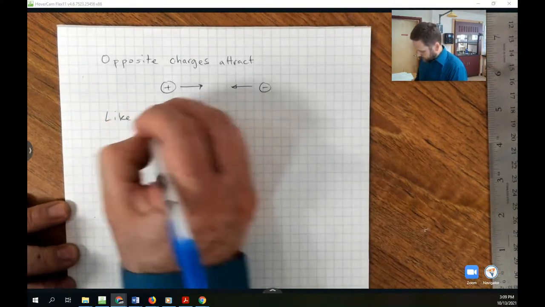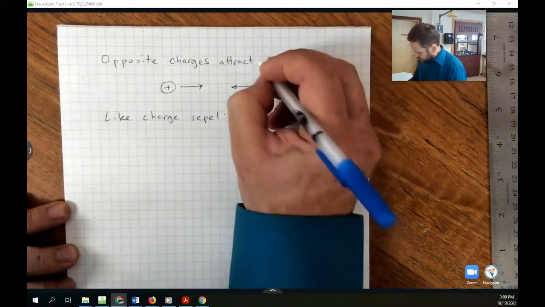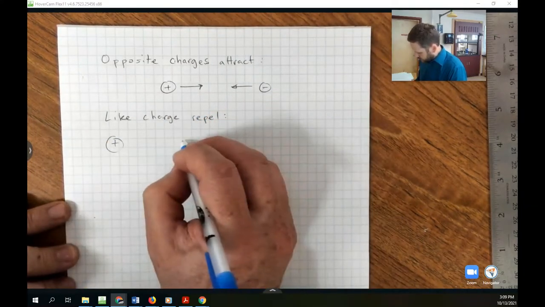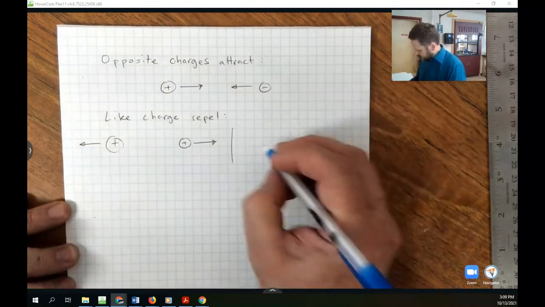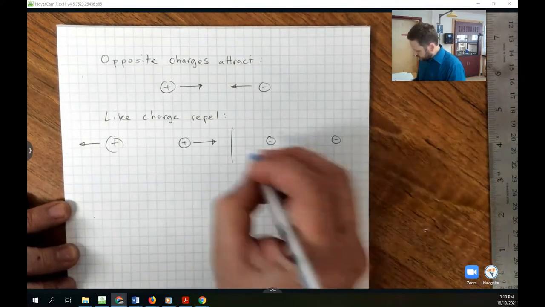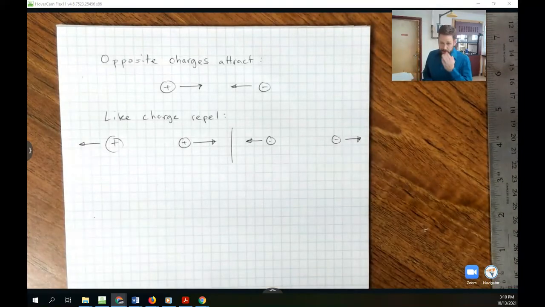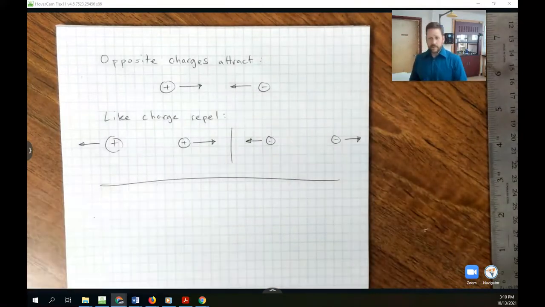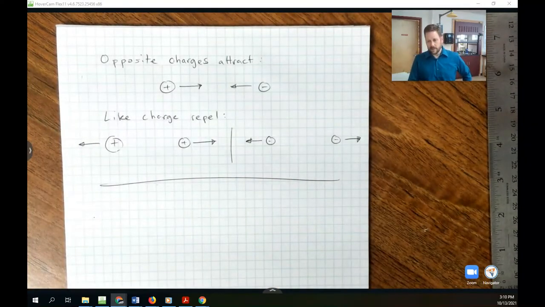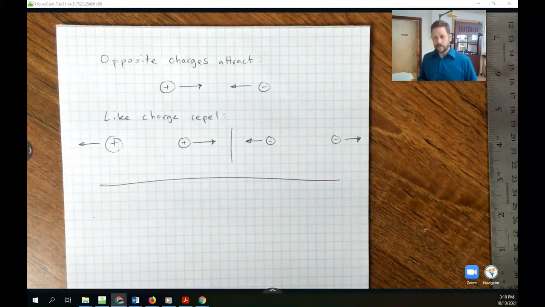And I'm going to write like charges repel. And I'll draw two examples here. One is, what if I had a positive charge and a positive charge? Well, there's going to be a repulsive force there. And what if I had a negative charge and a negative charge? Also, a repulsive force. In other words, two electrons would repel each other, two protons would repel each other. And this is going to be a guiding principle in a lot of different chemistry concepts. So it's important to understand the basics of what we call electrostatic forces, electrostatic attraction and repulsion.